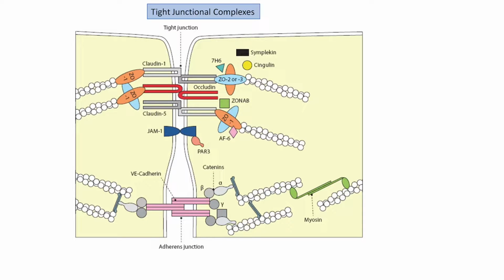Navigating through the molecular structures, we see that ZO1, 2, or 3, claudins and occludins are the major proteins making up the tight junctions, while E-cadherin and catenins make up the adherent junctions. These proteins usually are the main subject of research when conducting studies on epithelial barrier function.